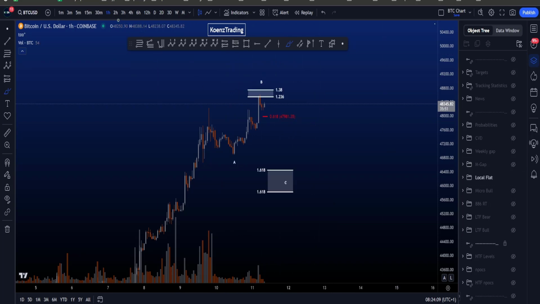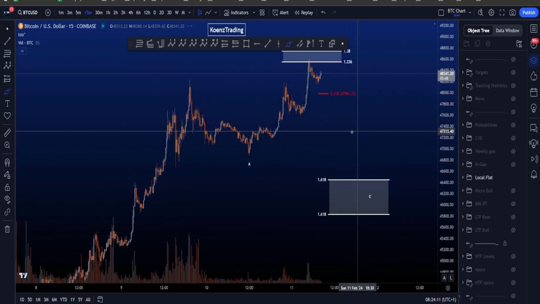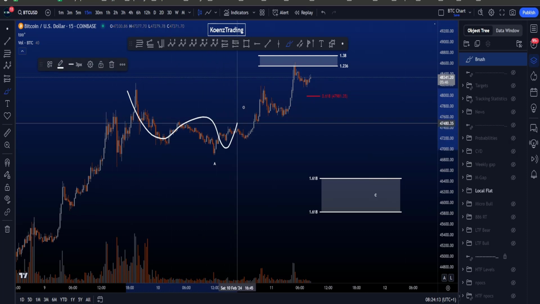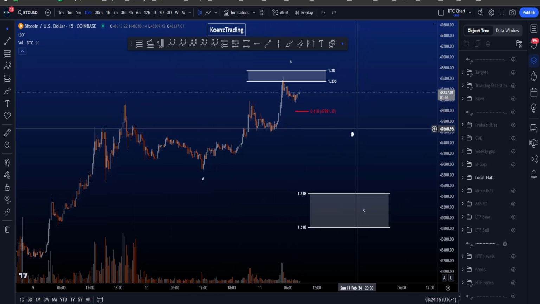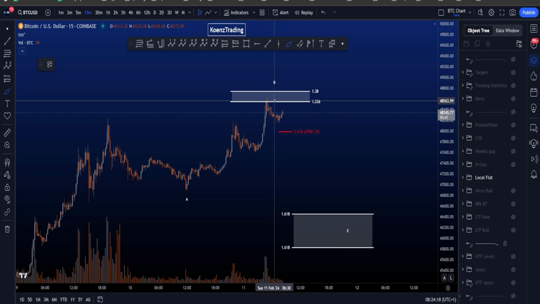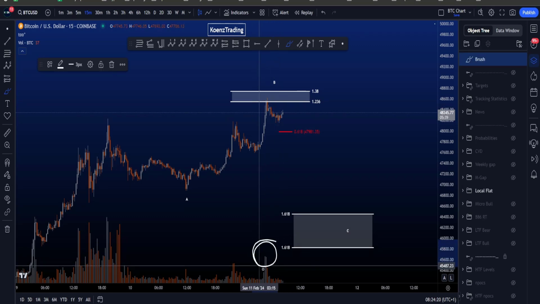And if we then do talk about that flat structure, then this is what we are looking for. A 3-wave structure in A, a corrective structure towards the upside in a wave B, where corrective structures do like to end on high volume as well.